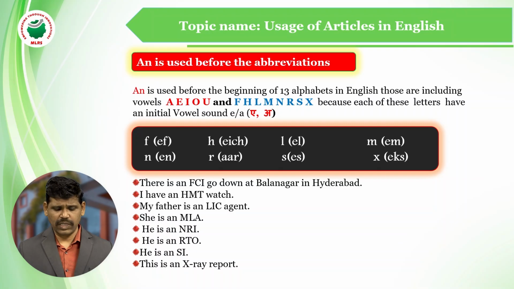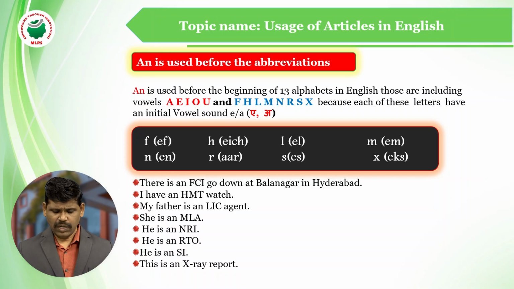So this is one of the very important areas. An is used before abbreviations. So abbreviations are very important. In our sentences, sometimes we use abbreviations, but we don't know the initial abbreviation sound. Sometimes we use the wrong article before abbreviations. So please remember, 13 alphabets take an before abbreviations, and the remaining alphabets take article a.